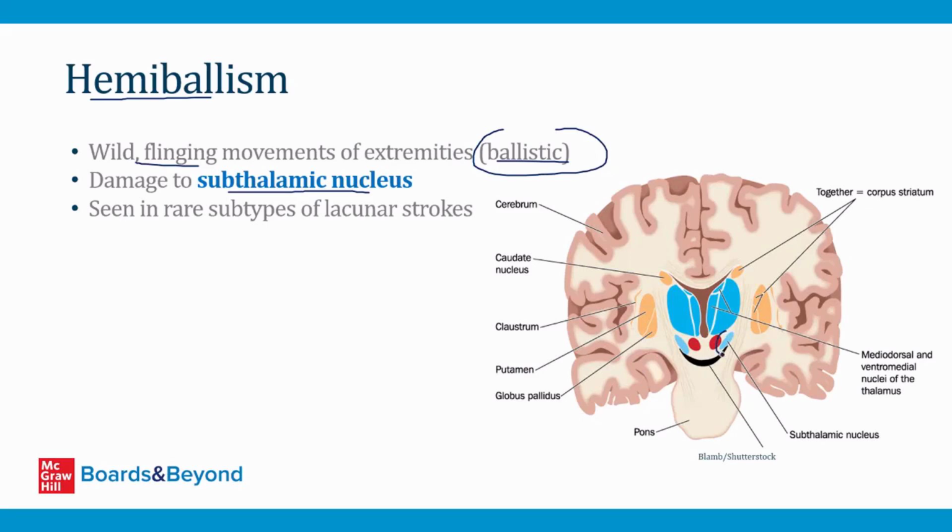This is the subthalamic nucleus shown right here. It's a component of the basal ganglia that I talk about in detail in the basal ganglia video. But in rare subtypes of lacunar strokes, you can have damage to this subthalamic nucleus, and the patient will present with wild flinging movements isolated to half of their body, and this is referred to as hemiballism.